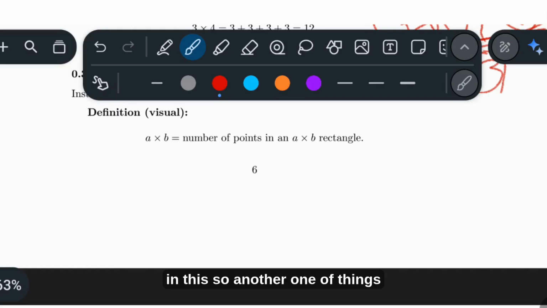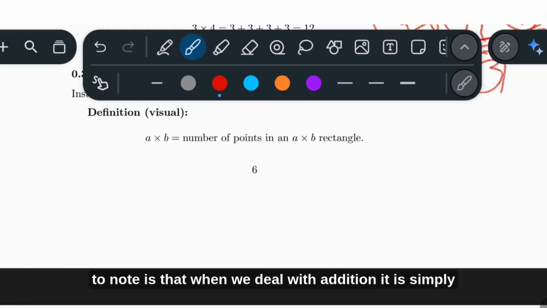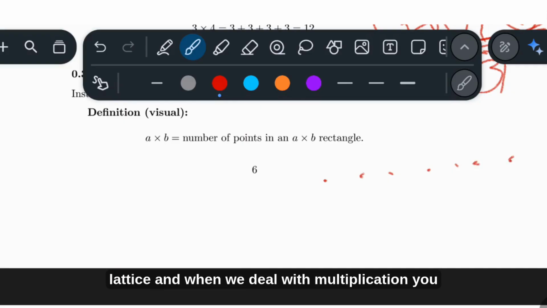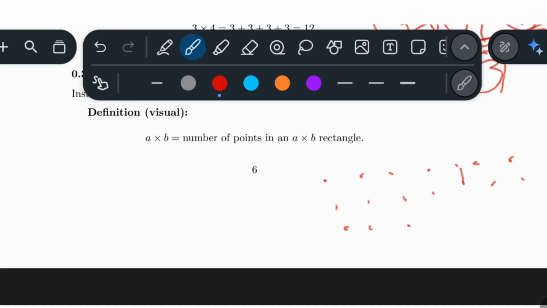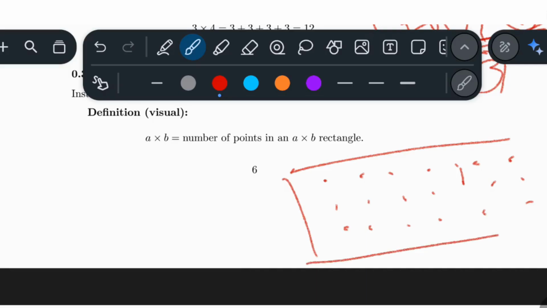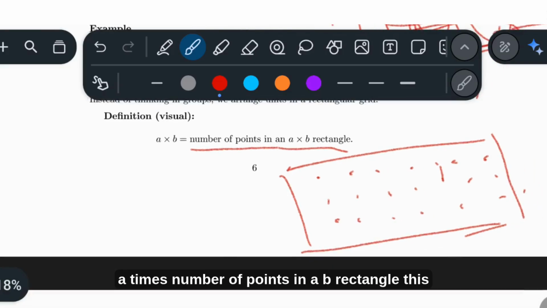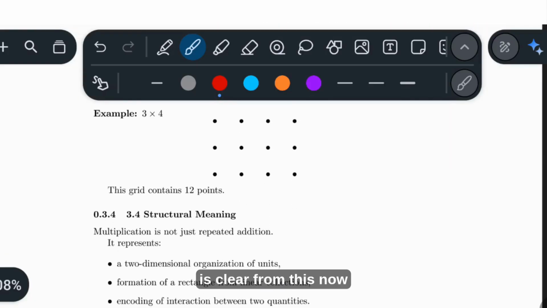Another thing to note is that when we deal with addition, it is simply forming a 1D lattice, and when we deal with multiplication, you are getting a 2-dimensional sheet. So A times B is the number of points in an A by B rectangle. This is clear from this.